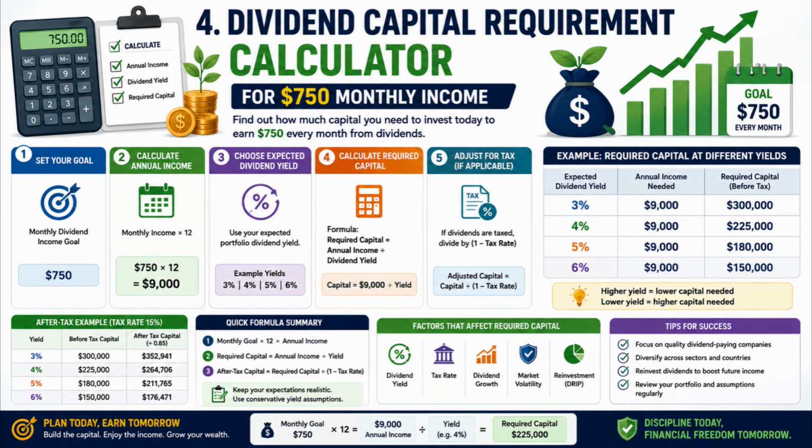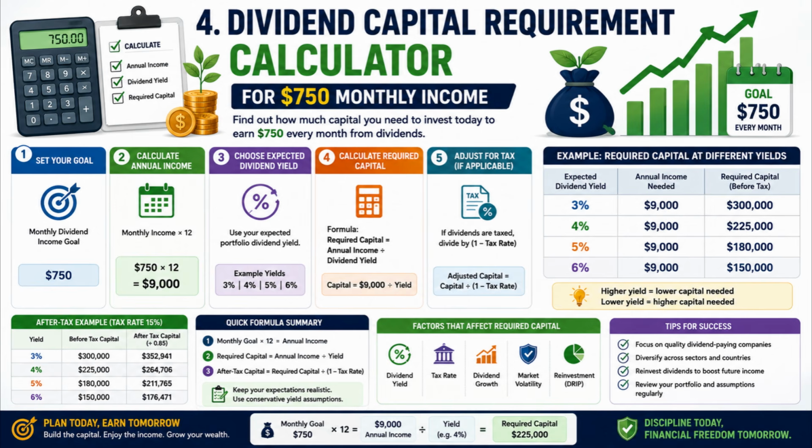To improve the safety of the strategy, focus on financially strong dividend-paying companies rather than simply selecting the highest-yielding investments. Review earnings, free cash flow, payout ratios, debt levels, and dividend payment history. Moreover, diversify the portfolio across several companies, sectors, and industries. Diversification can reduce the damage caused by a dividend cut or poor performance from a single investment. It is also important to review the portfolio and calculation assumptions regularly. Dividend yields, share prices, tax rates, and income goals may change over time, so the required capital estimate should be updated when necessary.